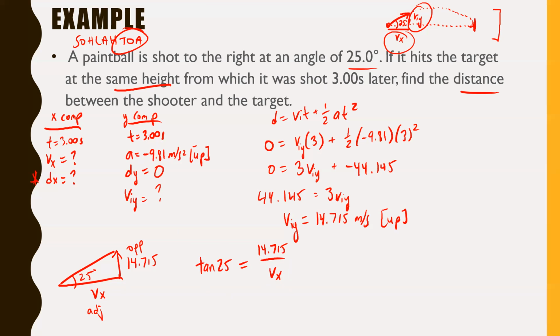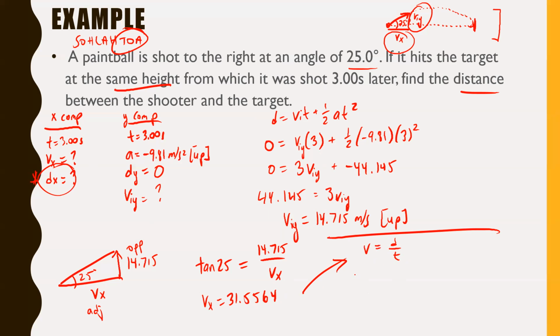Make sure your calculator is in degree mode. 14.715 divided by tan 25 gives me Vx equals 31.5564. Whew, believe it or not, we're not quite done yet. We still need to find dx, but the good news is we are almost there. In our x direction, we only have v equals d over t. We know what v is now, we know what t is, so we can just solve for d.